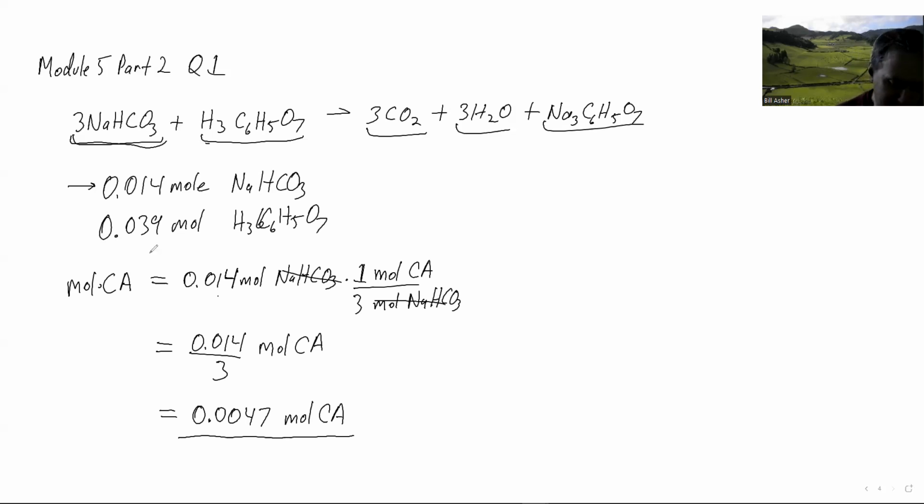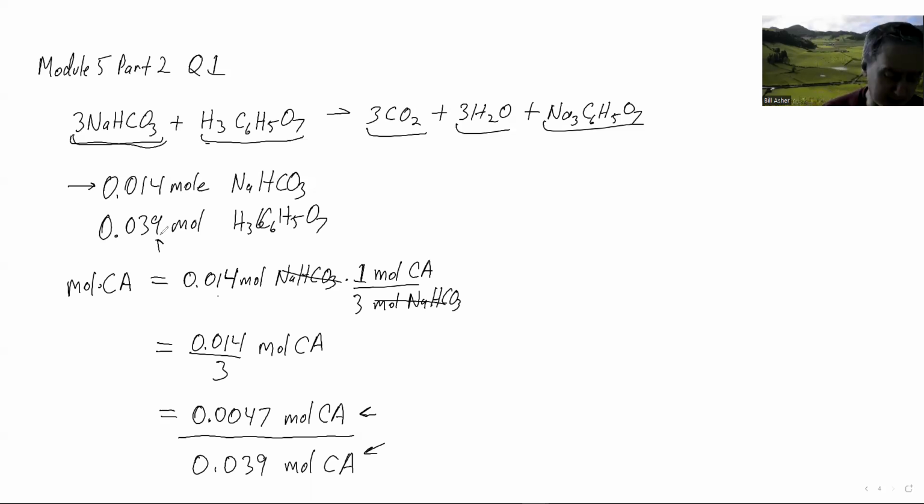And how many moles of citric acid do I have? Well, I have almost 10 times more than that. So the actual I have is 0.039 moles of citric acid, right? So that means that this is really much smaller than that. So that means that my limiting reagent is bicarbonate, right?